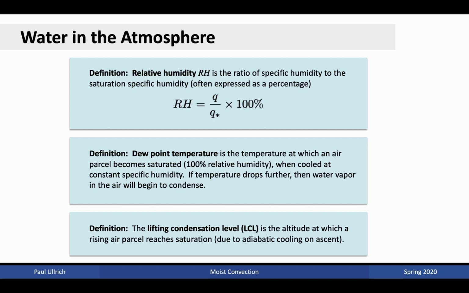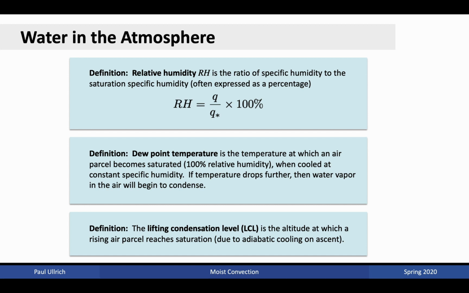If the temperature drops below the dew point temperature because of cooling, then water vapor in the air will begin to condense. The third definition we need is the lifting condensation level. This is the altitude at which a rising air parcel reaches saturation, due to adiabatic cooling on ascent.